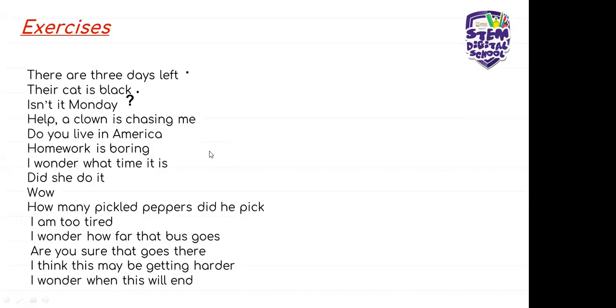The next one, help, a clown is chasing me. What do you put there? Help, a clown is chasing me. Exclamation mark. Yes, that is an exclamation mark. The next one. Do the next one for me. Do you live in America? Ma'am, we put a question mark because you're asking a question. Yes, that is correct. Thank you.